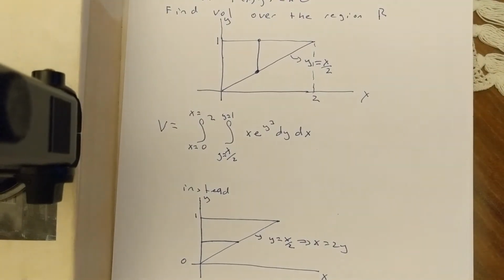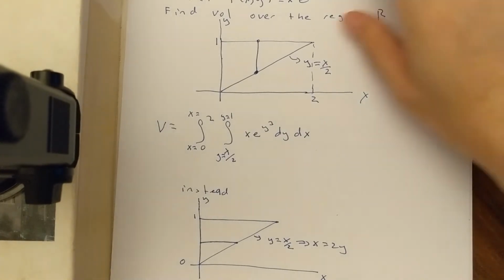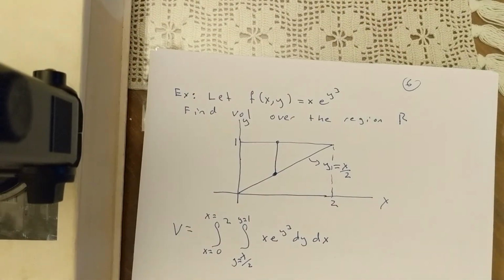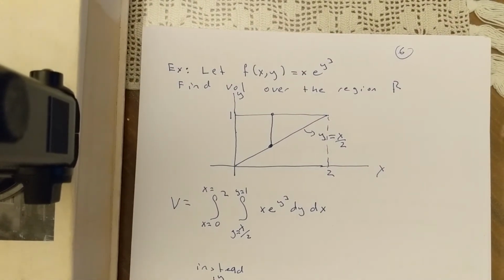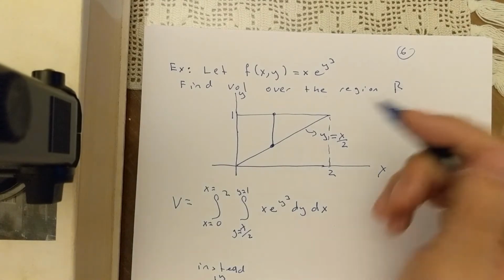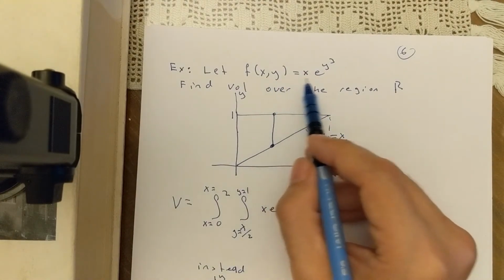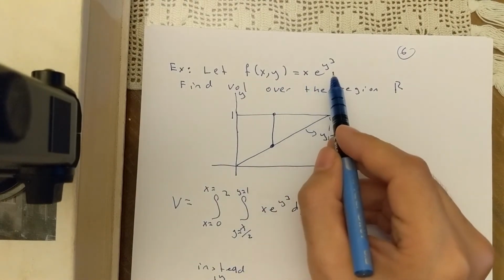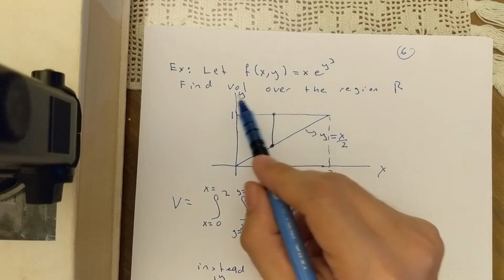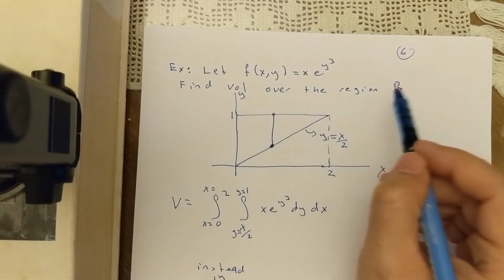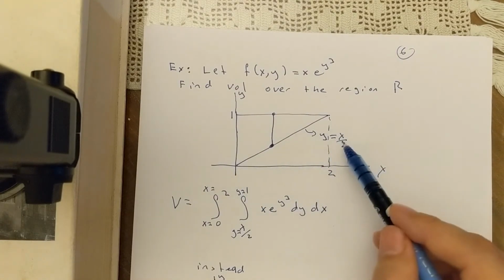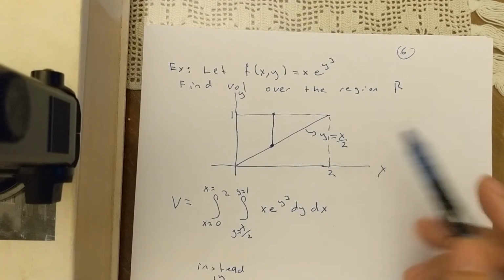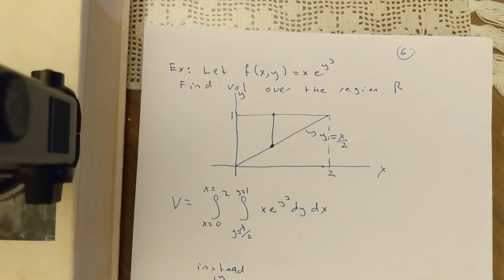Now, let's move on to a proper volume example. This is going to be a great question, guys, so pay attention. Let's say I'm trying to find the volume under this surface, x times e to the y cubed, oh my goodness, it looks horrible, over the region R, and I drew you the region R. The region R is bounded by the line y equals x over 2, and y equals 1.